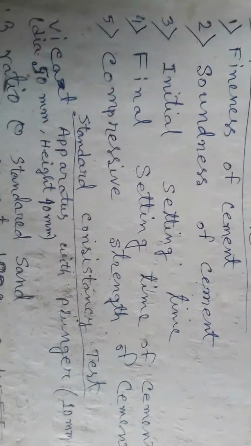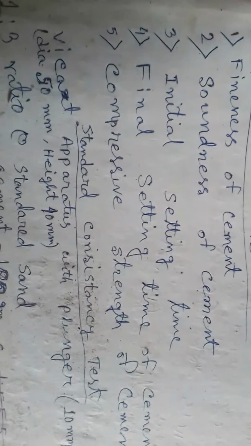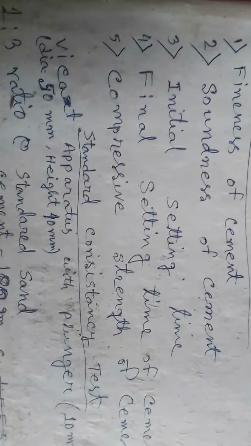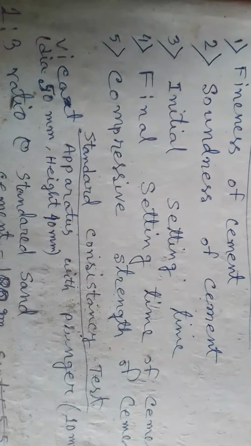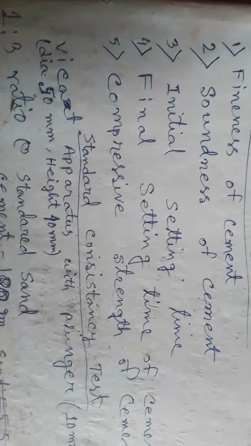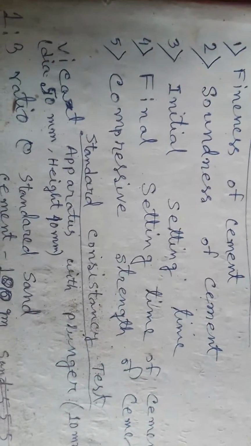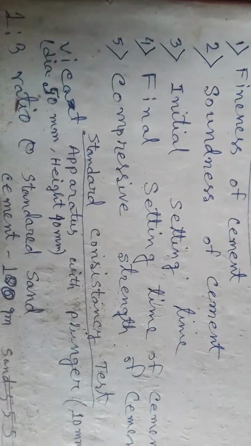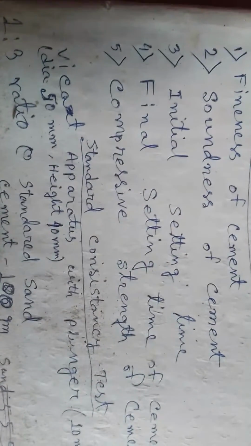Now there are many tests which are performed in the laboratory. First, the standard consistency test. The standard consistency test is performed by a Vicat plunger having 10 mm diameter and 50 mm length, to penetrate a depth of 33 to 35 mm from the top of the mold.